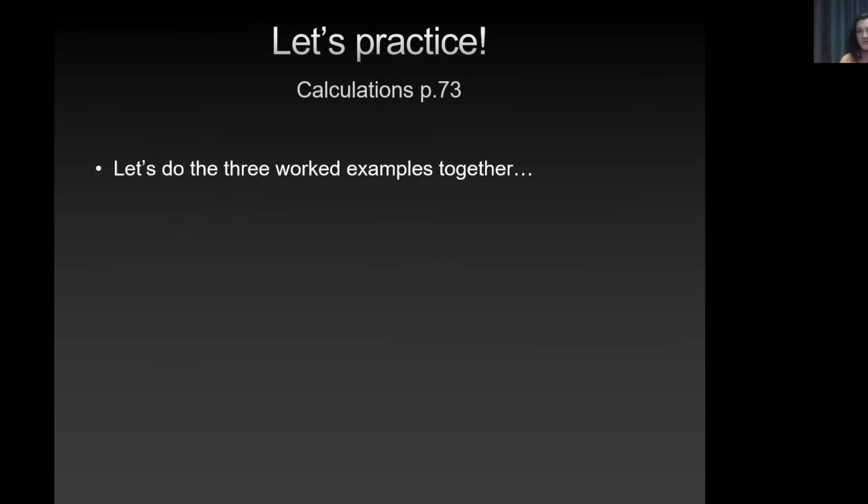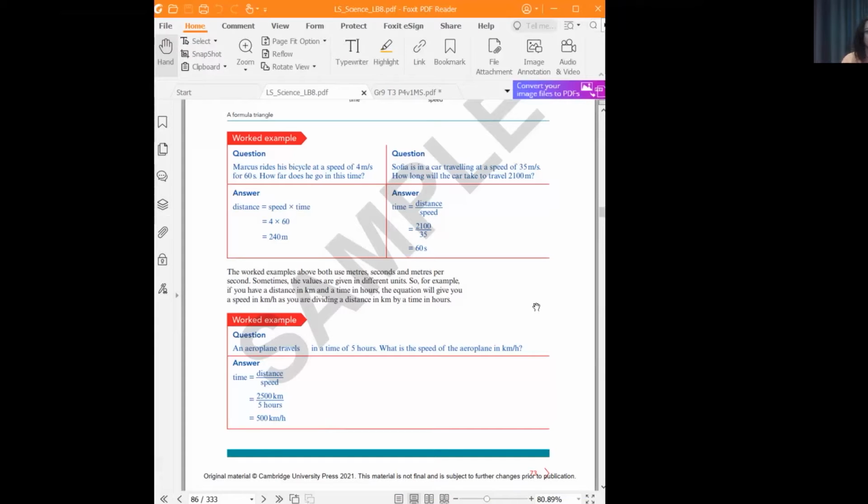All right, so on this page, as you can see, we have some worked examples that we will go through before we do some calculations together. So that means we're going to go to page 73 of our science book and look at the worked examples together. Here we are in our textbook on page 73, the PDF version. And as you can see here, we have Marcus rides his bicycle at a speed of 4 meters per second for 60 seconds. How far does he go in this time?